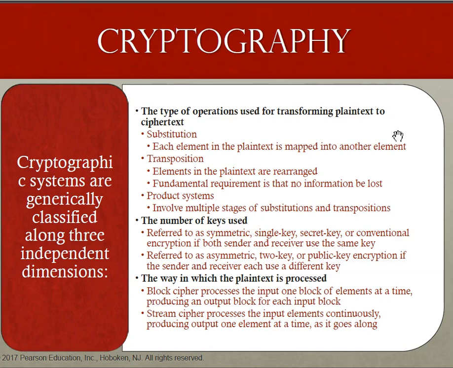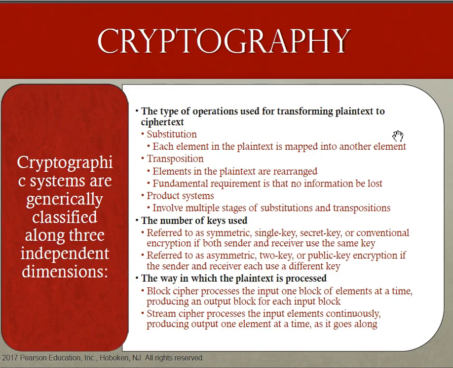In substitution, each element in the plaintext is mapped into another element. In transposition, elements in the plaintext are rearranged. Later we will see an example of how the word will be rearranged. It's simply rearranged, but you should know the algorithm. Later when you want to decrypt, you have to apply this algorithm in reverse. And the fundamental requirement is that no information be lost. You must be careful of that. Product systems involve multiple stages of substitution and transposition, not only one time, maybe 16 times, maybe more or less, depending on the algorithm.